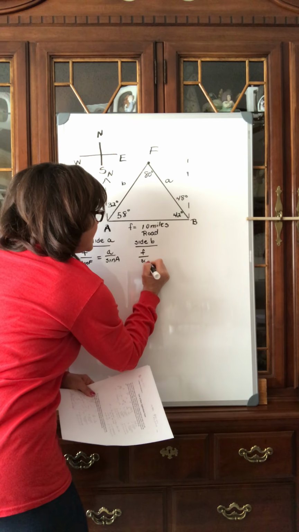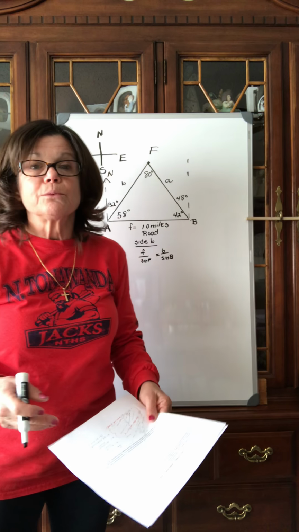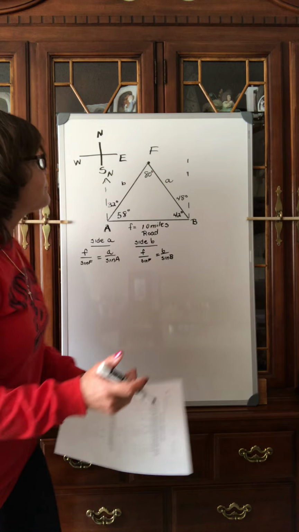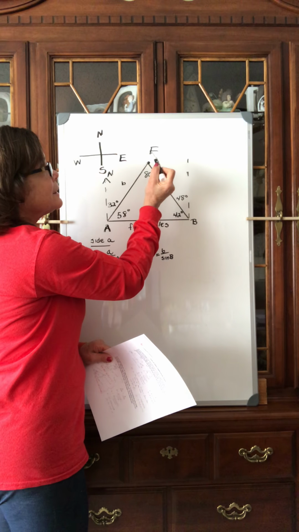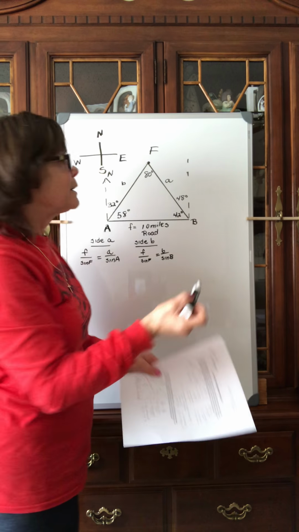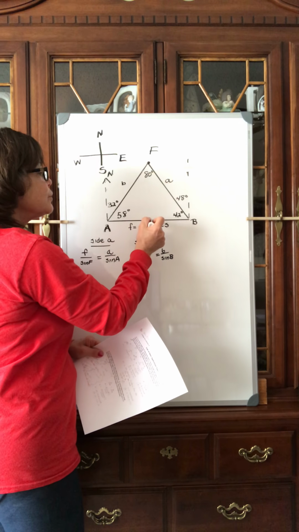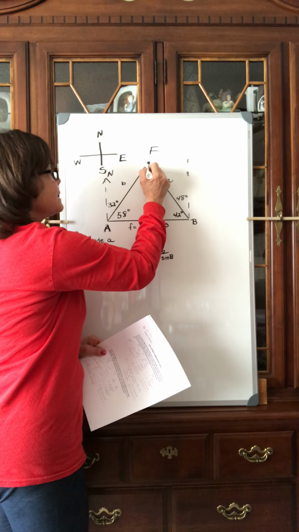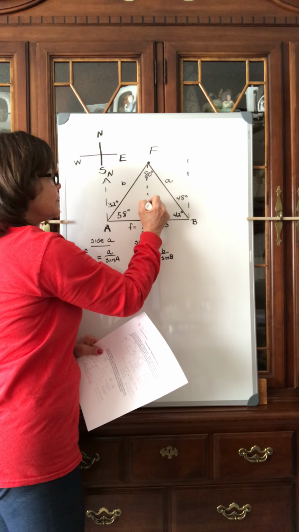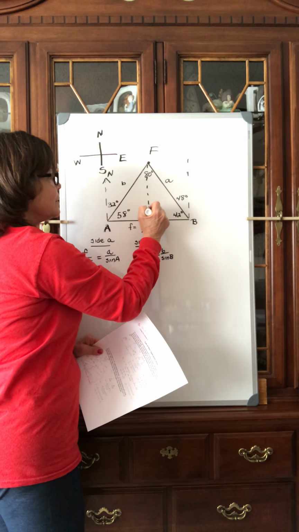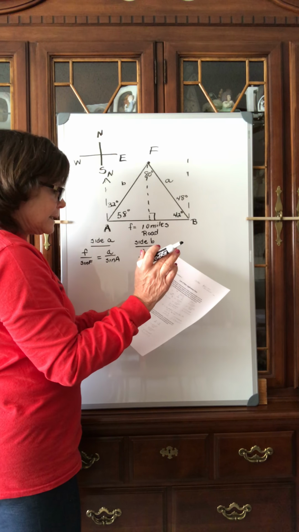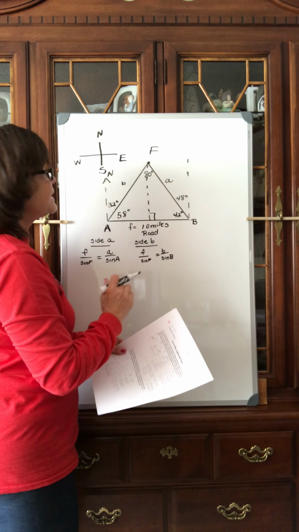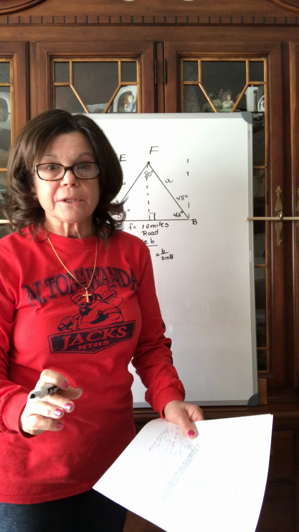Once you do that, you have to find the shortest distance from the fire to the road. And what that's going to be is the distance, the perpendicular, well, it's called the altitude of the triangle. From F to the road, the shortest distance would be this perpendicular line. So let's say that we have side B. We've solved for side B. You've got that value on your calculator.